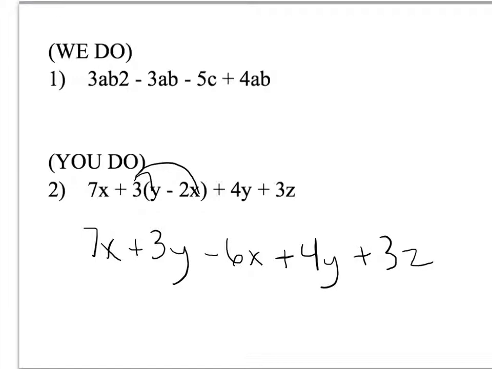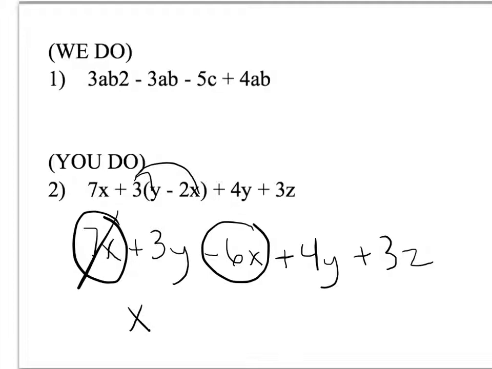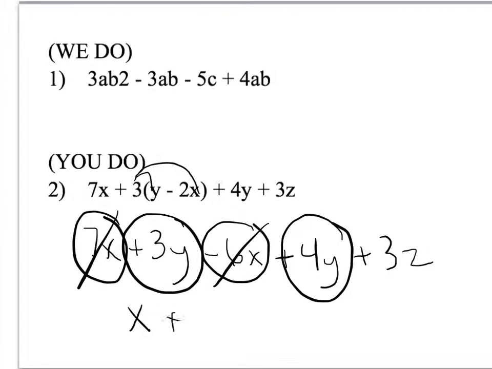Now I'm going to combine like terms. I see that I have 7x and negative 6x. If I combine them, I have x. I have one of them. Now if I combine 3y and 4y, I have 7y. And then 3z.